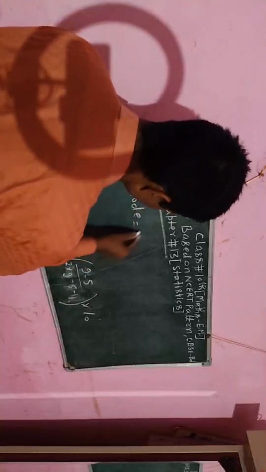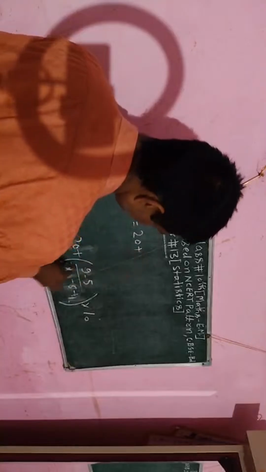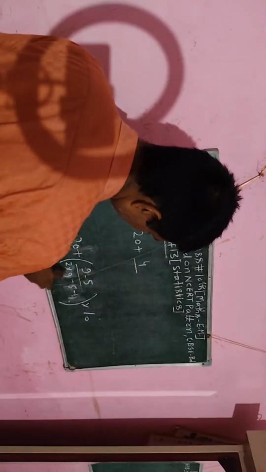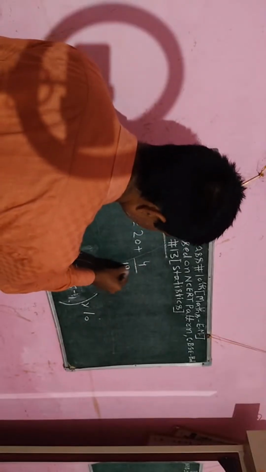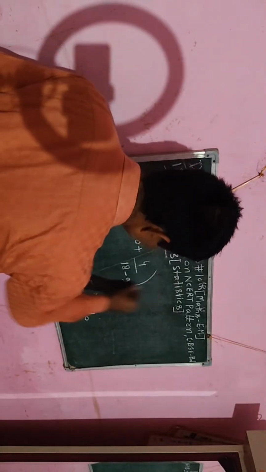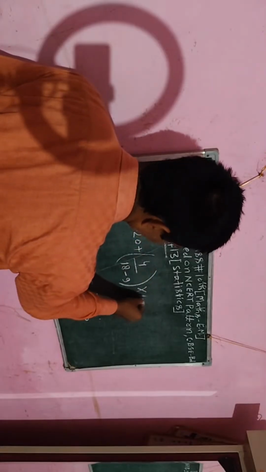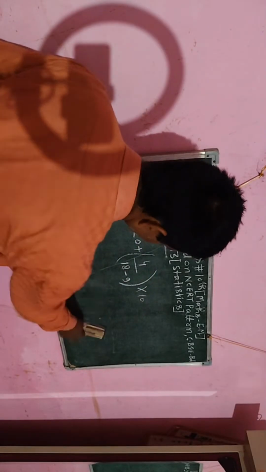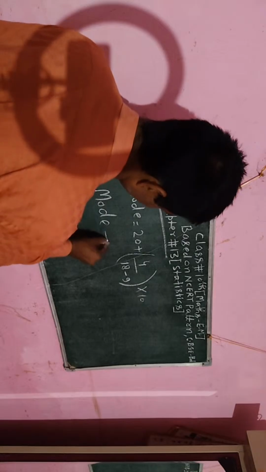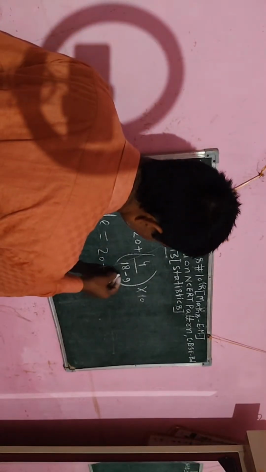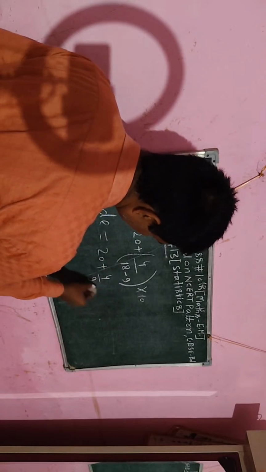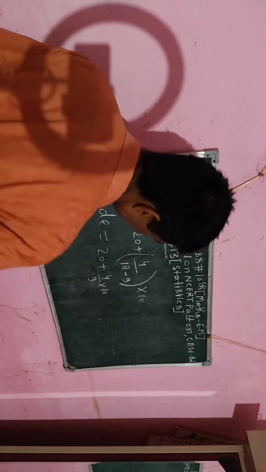The mode is equal to L1, which is 20, so I will put 20. 9 minus 5 will be 4, so here I will put 4, and here will be 2 into 9, that will be 18, minus 5 minus 4, that will be 9, and then I will multiply with 10. Okay students, further I will simplify, and after simplifying I will get the value, and that value will be the mode of the given table. So here will be 20, and here I will write 4 divided by 18 minus 9, that will be 9. But here 10 is available, so I will put 10.